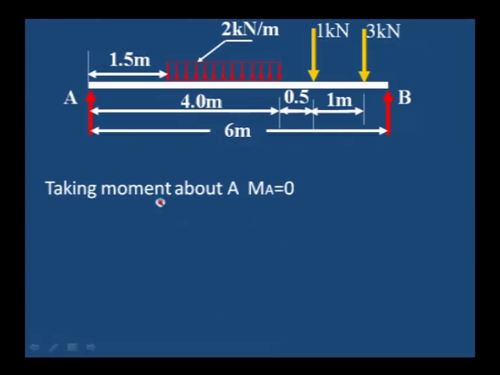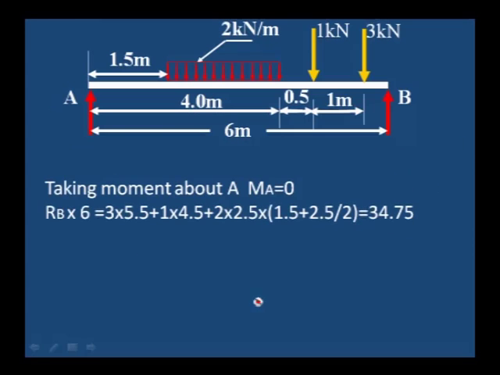We have to take the moment about A for calculating the reactions at A and B. RB into 6, reaction at B, RB into 6, distance from A to B, equals 3 into 5.5. I am taking the moment of all the loads about the A point. What is the distance from A to the 3 kilonewton load? 4 plus 0.5 plus 1. 4 plus 0.5, 4.5 plus 1, 5.5.